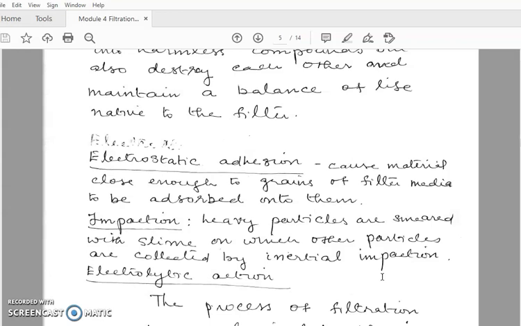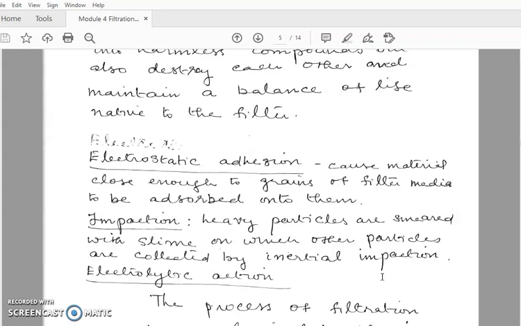When they slide over the slime layer and move downward, what will happen? It will be collected by this sticky material, and because of the inertial impaction it sticks to that particular layer. That is the impaction.